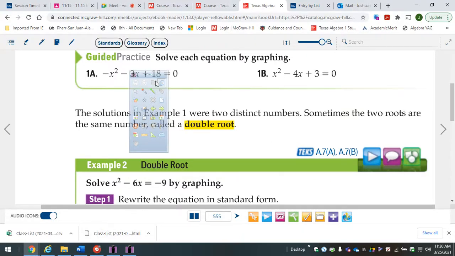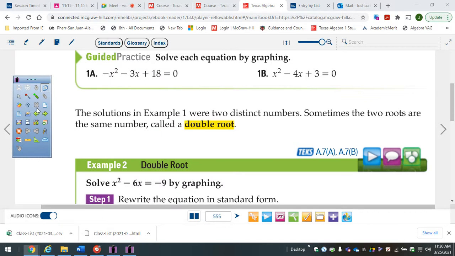Now you guys work on 1B. I'll give you about 30 seconds to do it, copying it down and doing it on the calculator. You should be experts by now.